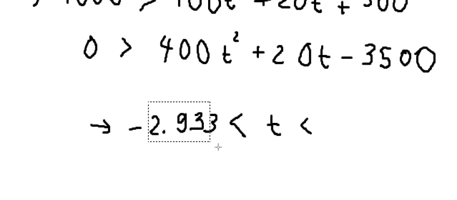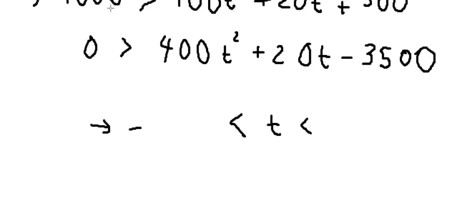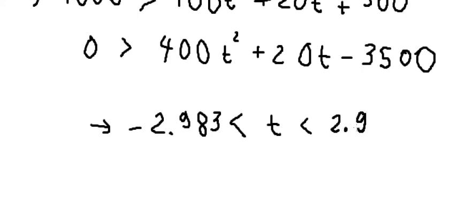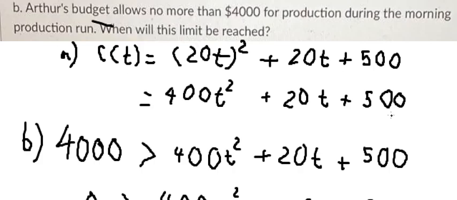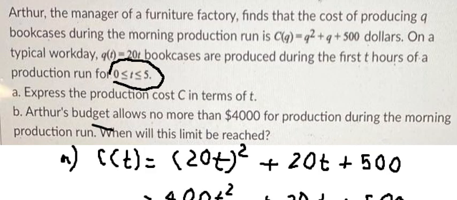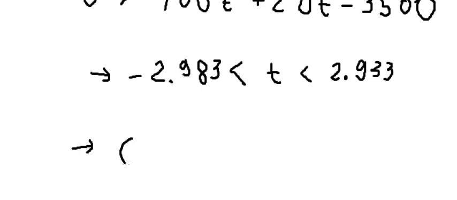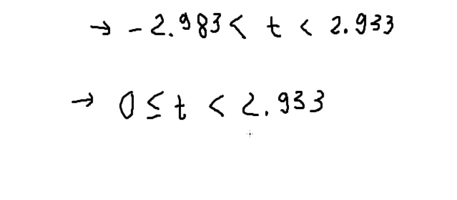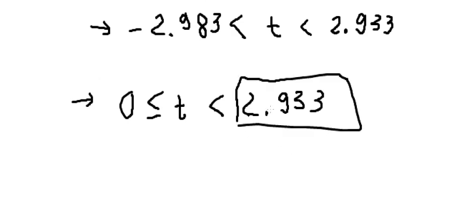this is wrong. This is about negative 2.983, and this is about 2.933. But on the first one we have the boundary in here, so we just have it like this. So in this situation we cannot reach more than 2.933 hours, and this is the answer for question B.